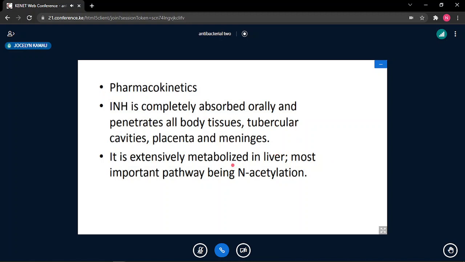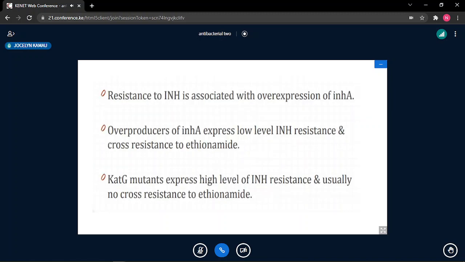Pharmacokinetics: it is completely absorbed orally and penetrates all body fluids, tubercular cavities, the placenta and the meninges. So it is a very good drug. Of course, resistance has developed, and that hinders or restricts the use of some of these drugs, but it is still one of the drugs used in the management of TB. It is extensively metabolized in the liver. The most important pathway, as we have already said, is N-acetylation. Well absorbed, that is a good sign, and it penetrates all body tissues, so that even if you have TB within other body tissues, it will penetrate those tissues and bring good activity.